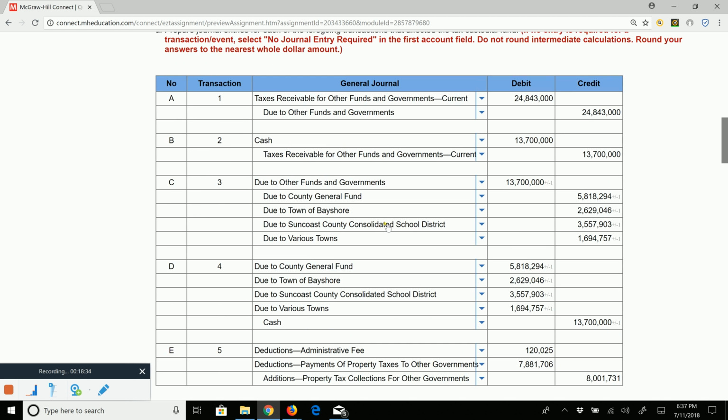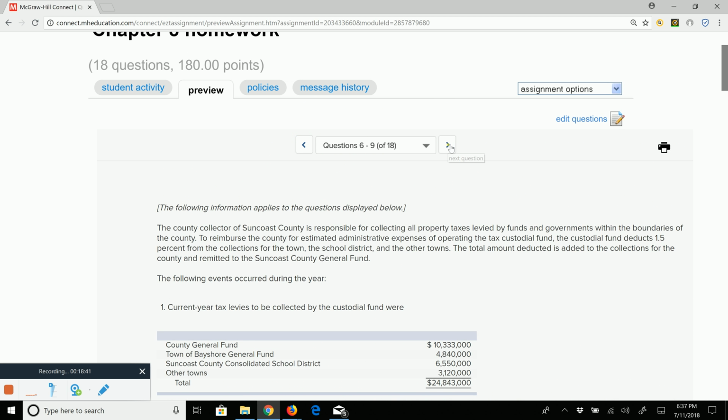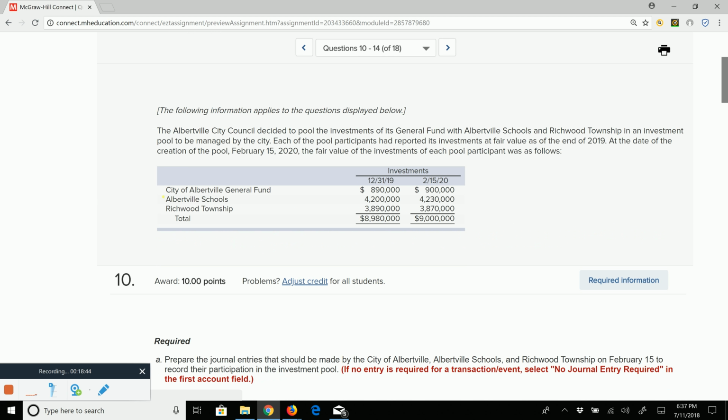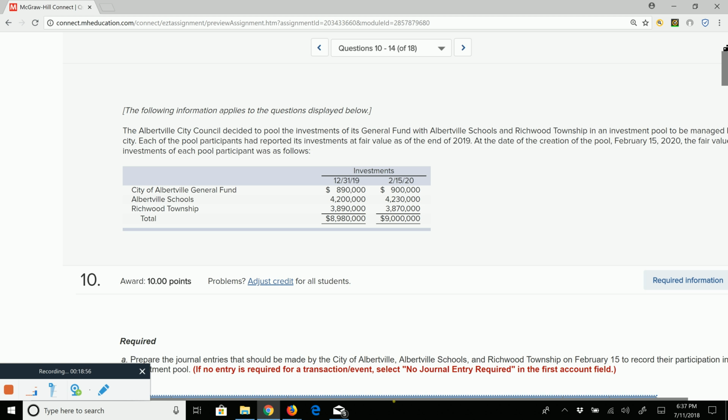All right, now let's take a look at a trust fund. A trust fund is a fiduciary fund, just like a custodial fund. The difference, though, is a trust fund is a long-term relationship, meaning the trust is going to manage other entities' money for a long period of time.